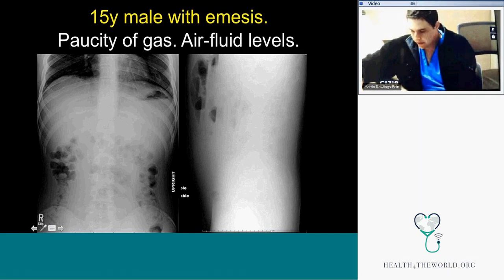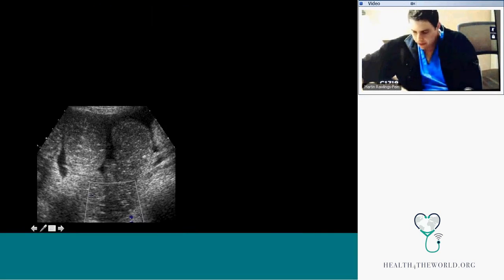Gas, some air fluid levels. The composition of the intestinal contents is too liquidy in a hypersecretory phase. So air fluid is non-specific. Could be hypersecreting because you have gastroenteritis. Could be hypersecreting because you have obstruction. And it helps explain why we didn't see that much gassiness on the X-ray, because all that was totally filled.